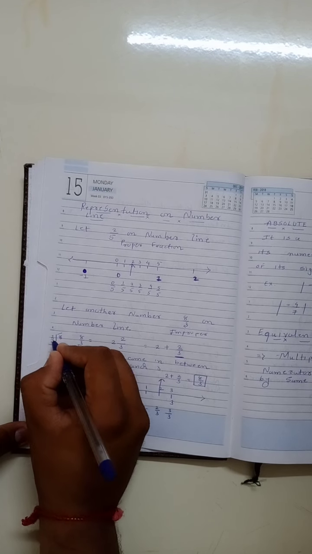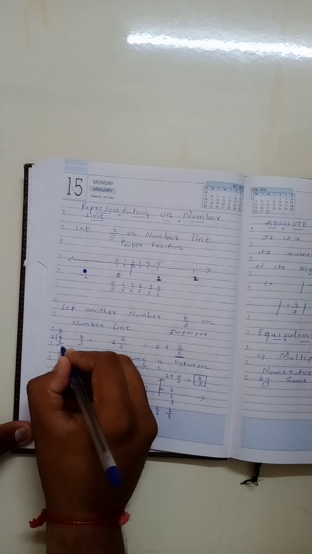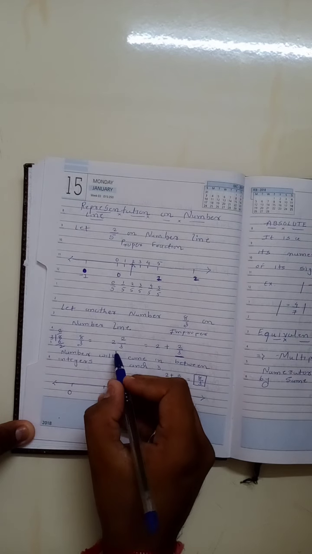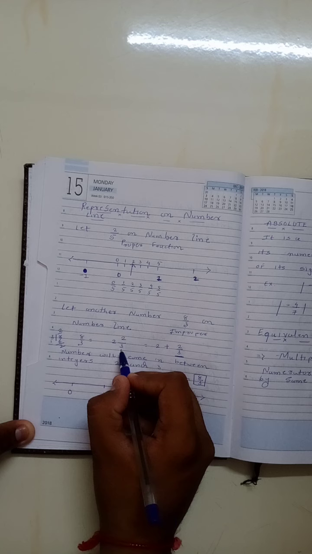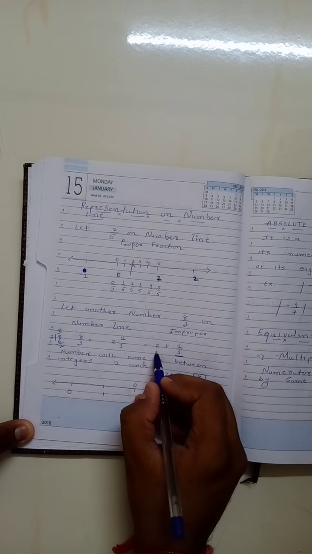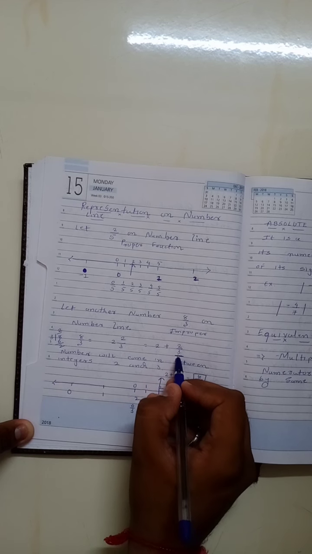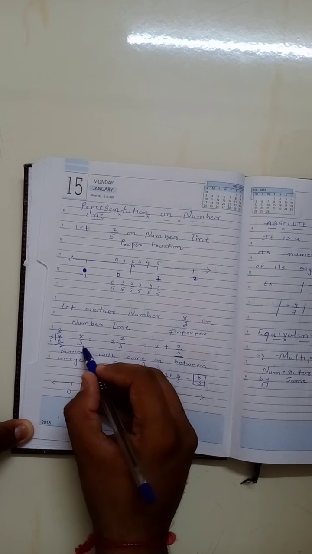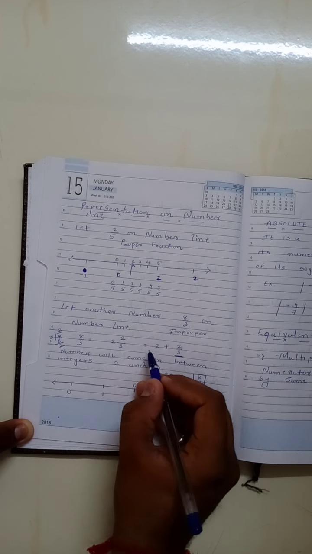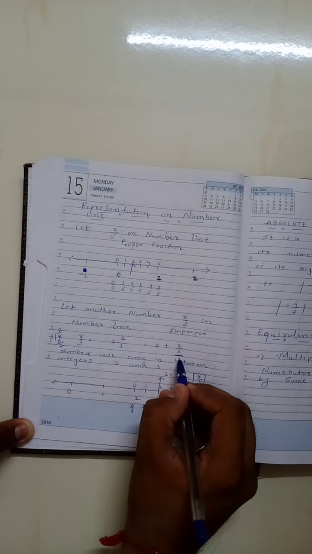8 divided by 3: 3 twos are 6, remainder 2. So we can write it in this form, 2 upon 3. So the number is 2 plus 2 upon 3. Okay, 8 upon 3 is equal to 2 plus 2 upon 3.